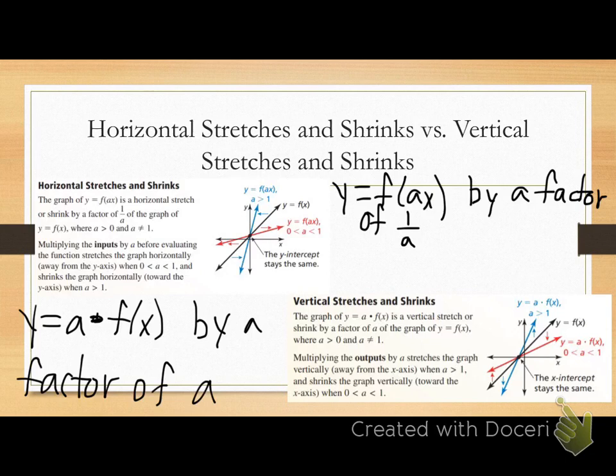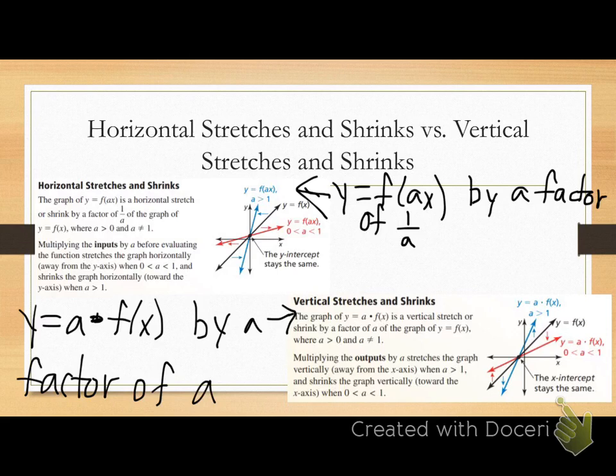Does everyone have these formulas written down before we jump to an example? Which one's which? Does that help? Top one is horizontal stretches and shrinks. Bottom one is vertical stretches and shrinks.